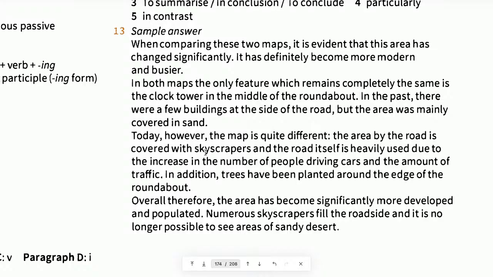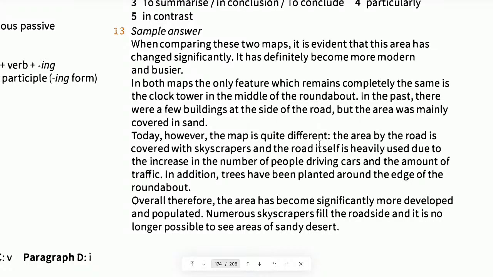Today, that means they are describing the present map, right? Today, however, the map is quite different. Okay, so here you see they use the linking word however. See that? You see the way they use the word however? Normally you use however at the beginning of the sentence, right? You use a full stop and then you write however and then a comma, right? But here this is another way of using this word.